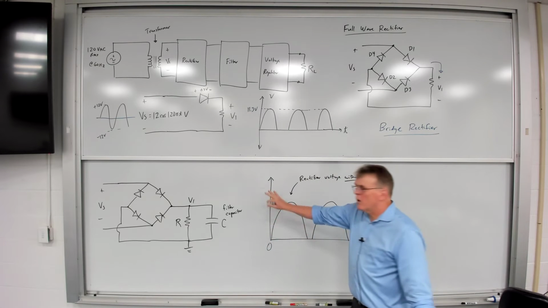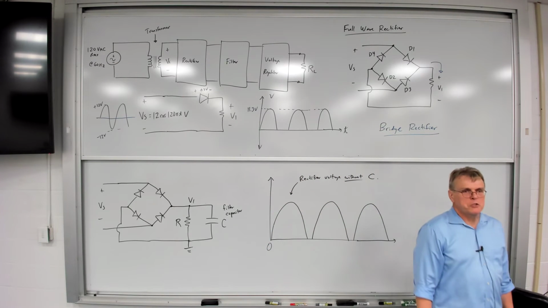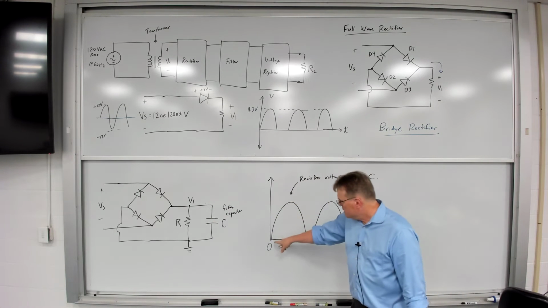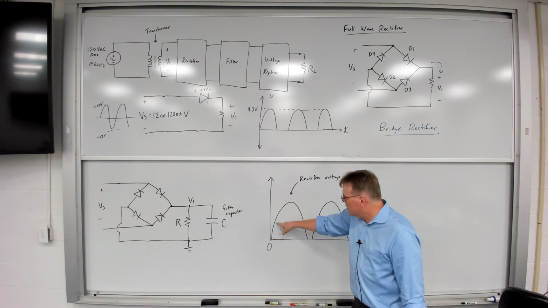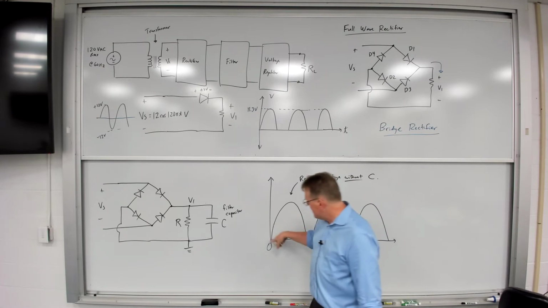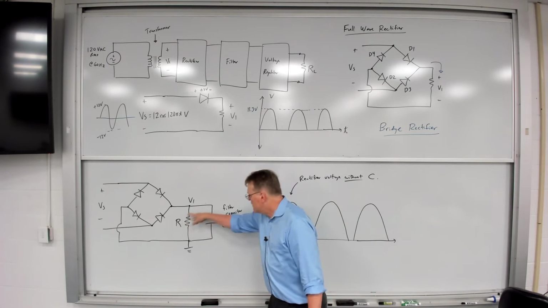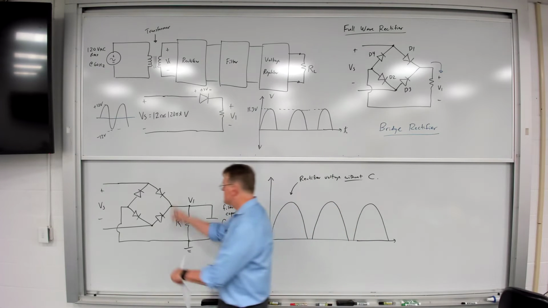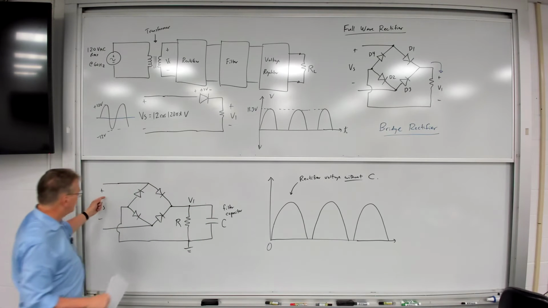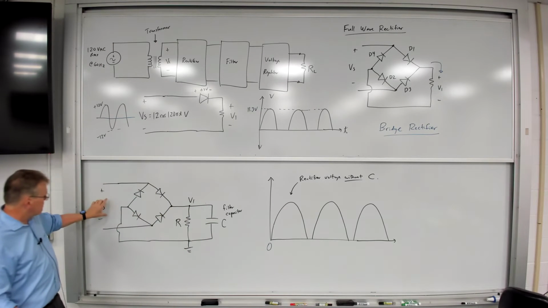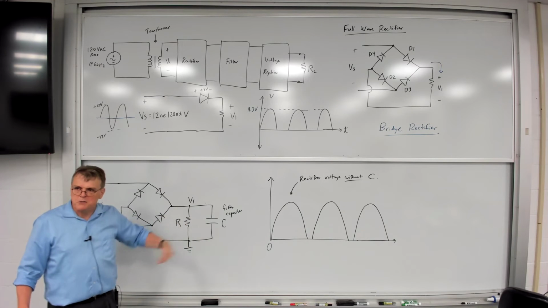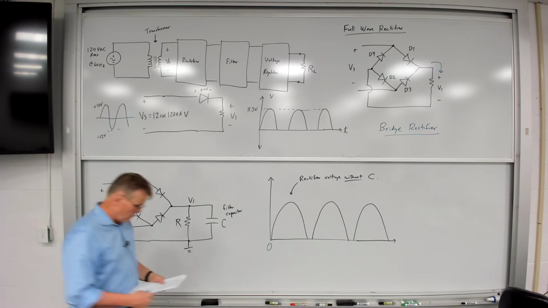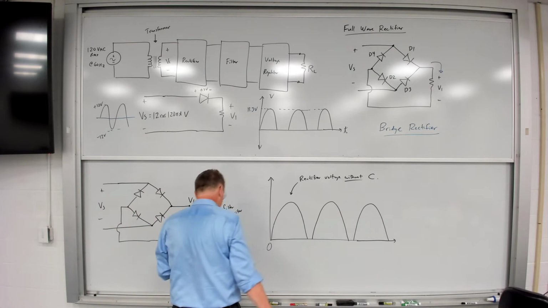So let's assume we start with everything discharged. The capacitor is discharged, and we now apply Vs to our rectifier. So what's going to happen is Vs is going to rise. And as Vs rises, the capacitor is going to charge up. Because once these two diodes turn on, I'm going to have this voltage source connected across that capacitor. So that capacitor is going to charge right along with Vs, well, actually Vs minus the two diode drops.